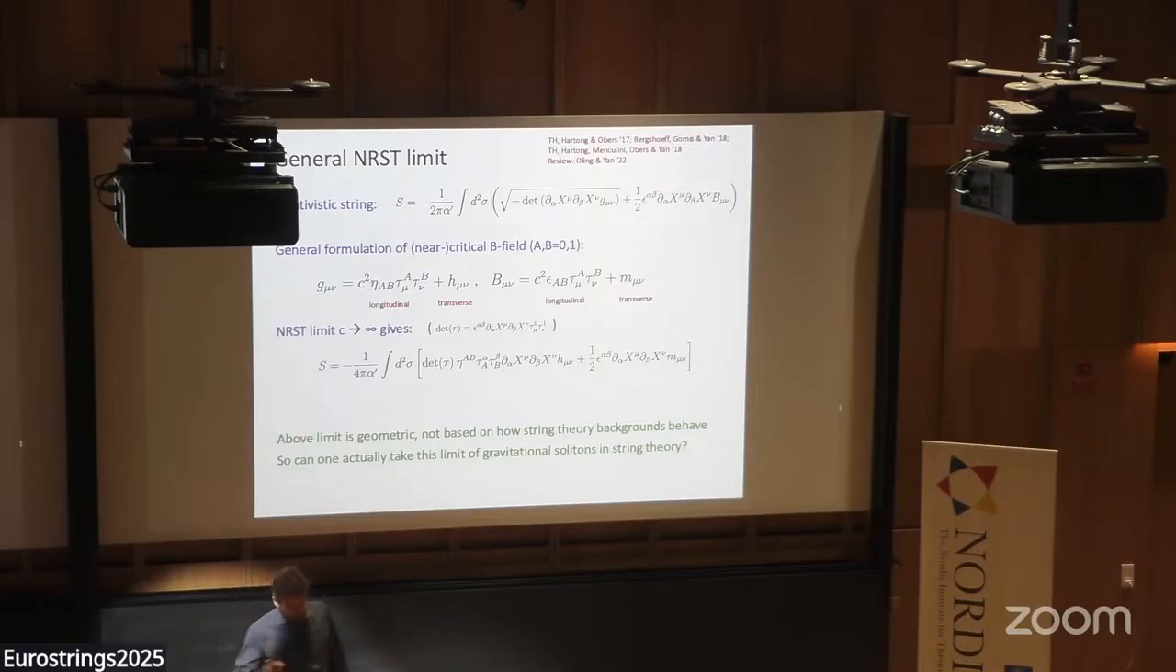So this limit is quite amazing, but it also has some limitations, or it hides some crucial things, because it's not for sure that any relativistic string background you want to look at actually fits into this limit. So this was one of our motivations for our study: we wanted to take actual gravitational solitons of relativistic string theory and see if we could take this limit.